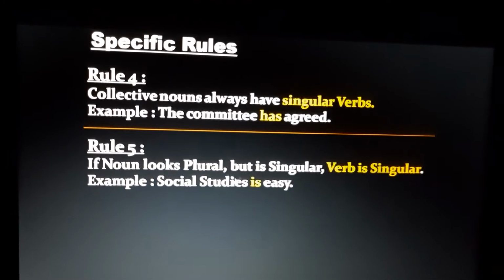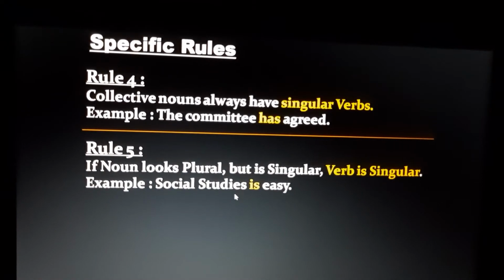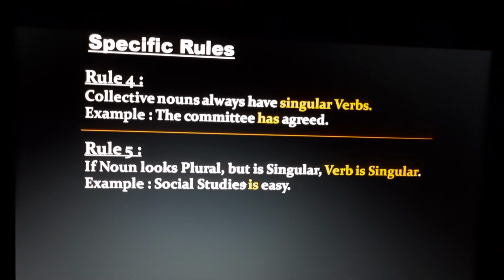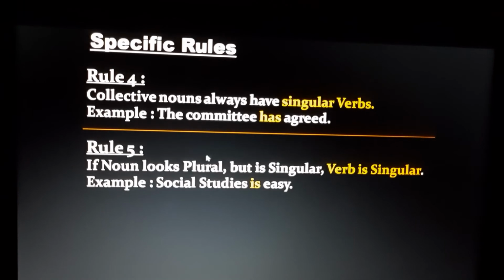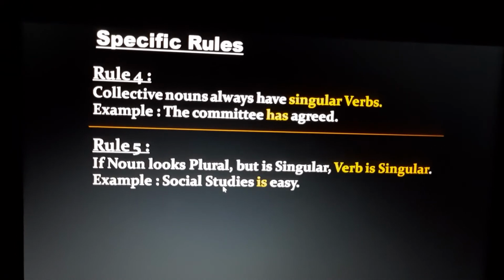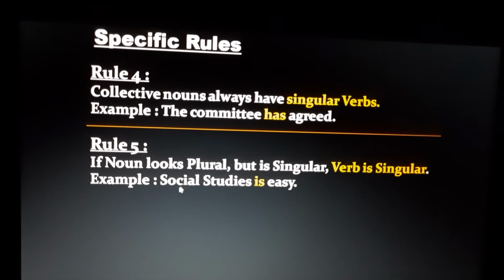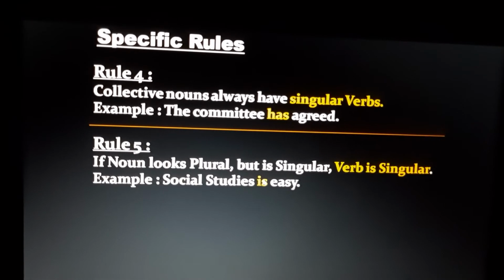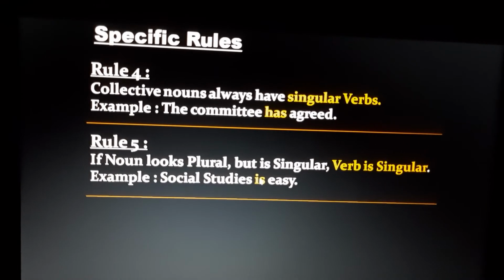Consider this example. Social studies is easy. Now, social studies is a noun. Because it has "es" at the end, this noun looks plural. But actually, social science is a subject and a subject is always singular. So, because this is a singular subject, the verb is also singular.